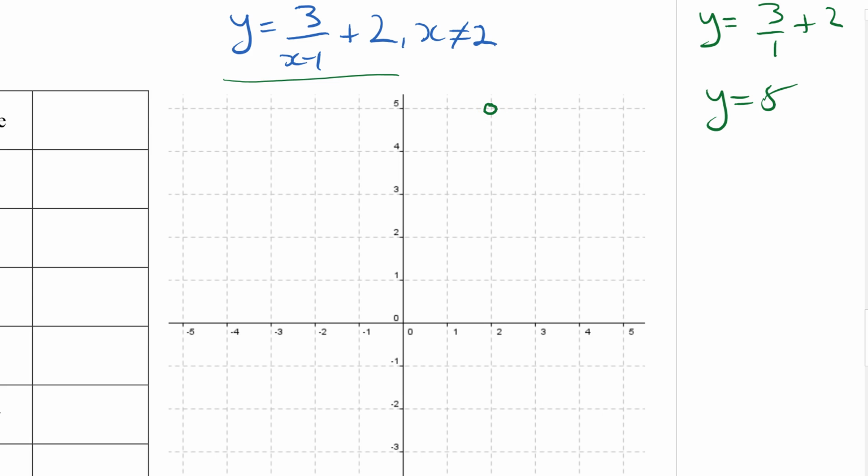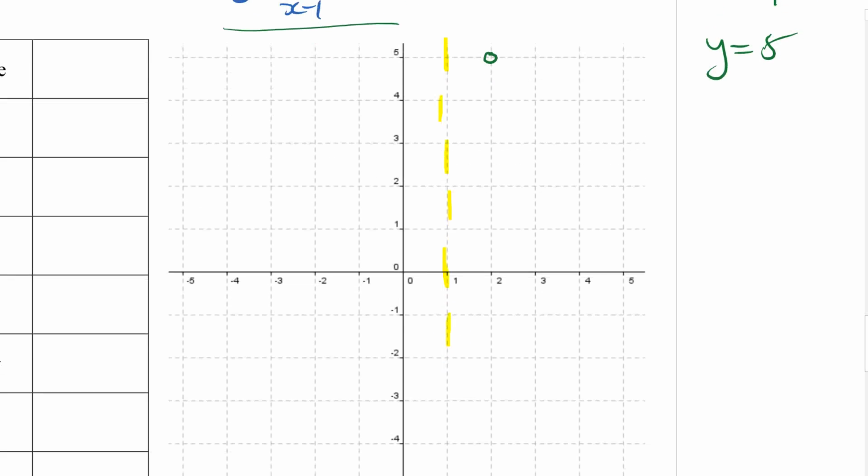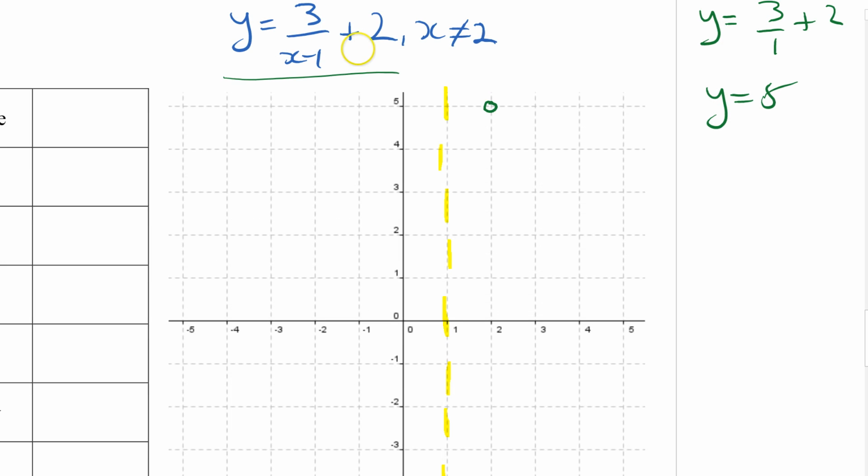Now, besides that, we're going to graph y equals 3 over x minus 1, plus 2. So what happens? Well, if it was just 1 over x, I would have a horizontal asymptote and a vertical asymptote along the axes. But here I need to shift 1 to the right, so I have a vertical asymptote at x equals 1. And I have a horizontal asymptote at plus 2 because I need to move up 2. So here is my horizontal asymptote.